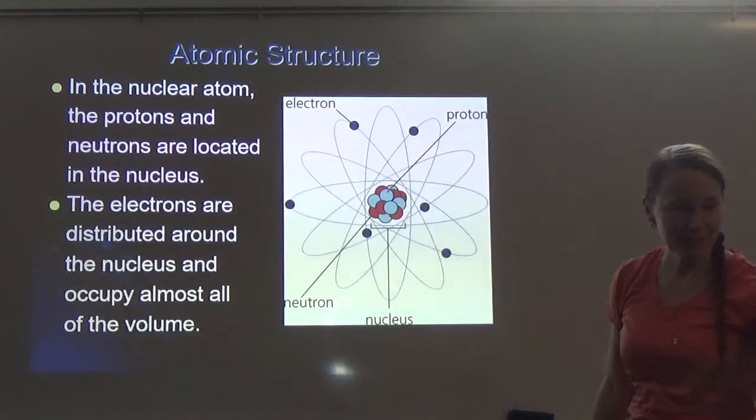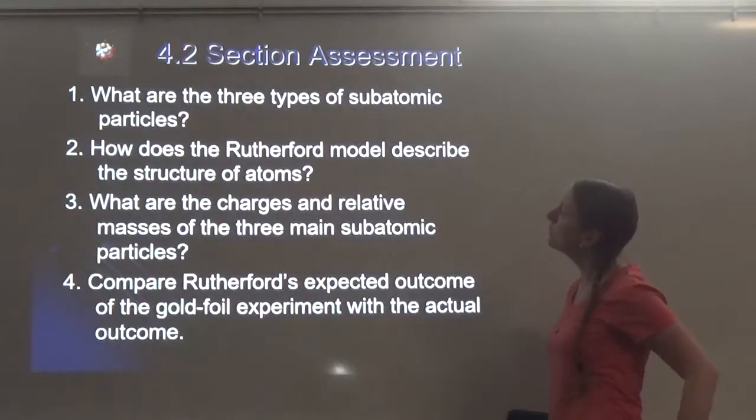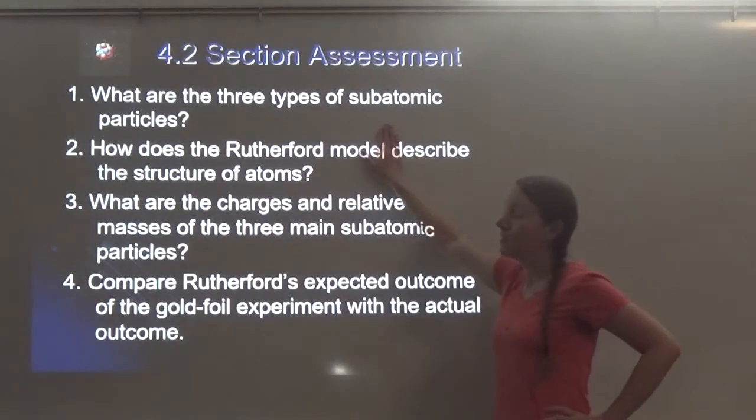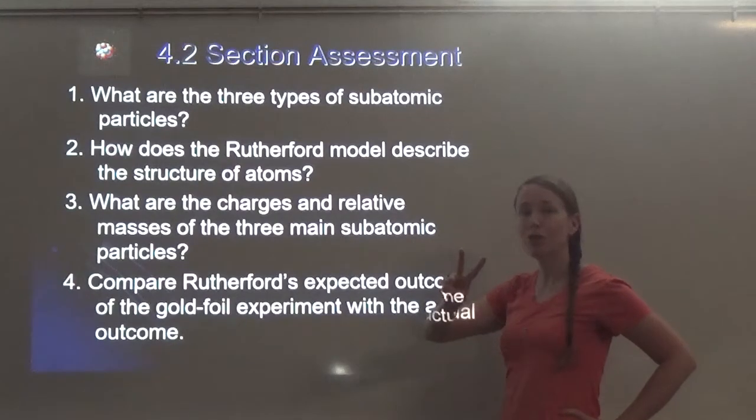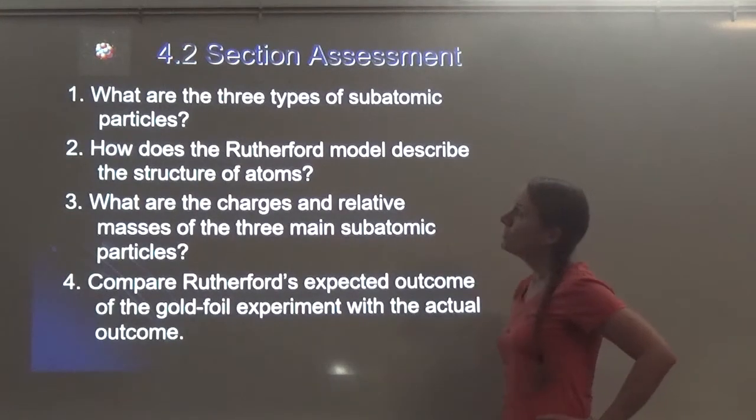All right, so let's knock out this section assessment. So it says, what are the three types of subatomic particles? Well, it's the proton, the neutron, and the electron.